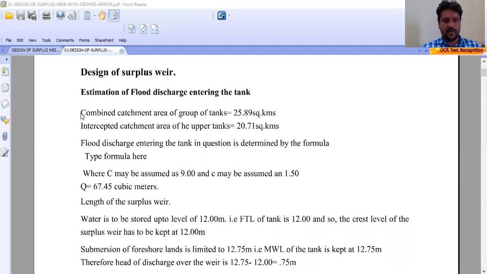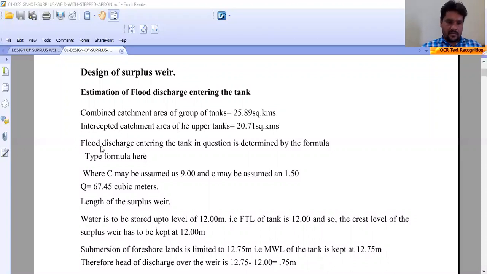So first and foremost, what question has been given. There is a catchment area given. There are two types of catchment areas. First one is combined catchment area, second one is intercepted catchment area. So combined catchment area is nothing but the total area, right? Intercepted catchment area covers detention storage, like debris, low lying areas, all these come under intercepted catchment areas. Okay. So total minus intercepted catchment area, you will get net area.